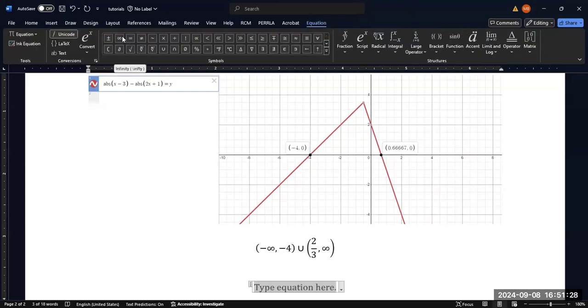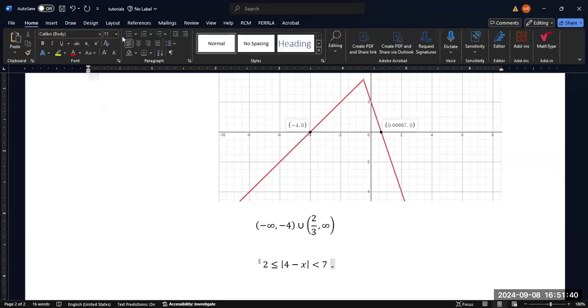Now we can do something similar when we have a double inequality, 4 minus x less than 7. Now for this one, we need to be a little bit careful because we have inequalities on both sides. And so what we're going to do is plot 3 functions here. We're going to have to keep track of where the equal sign goes and where the not equal to sign goes.